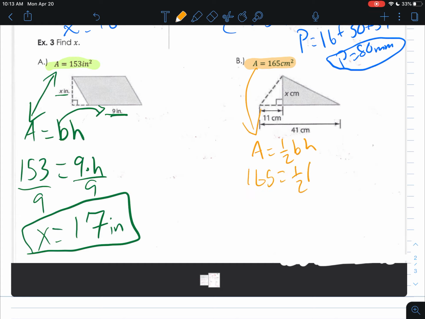165 equals 1/2 base, we see is actually going to be right here to here. So if that's 11, that's 41. 41 minus 11 is 30. Times the height, which we don't know. From there, 165 equals 15 times height. Divide both sides by 15, and you get h equals 11 centimeters.